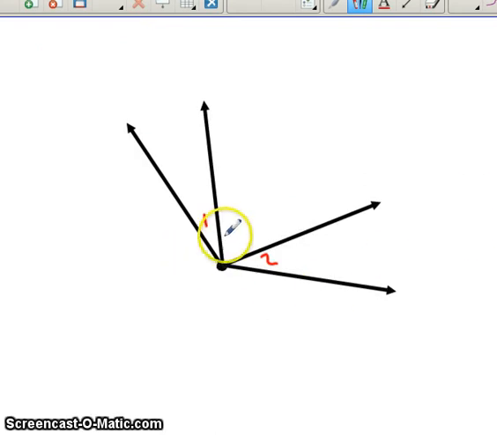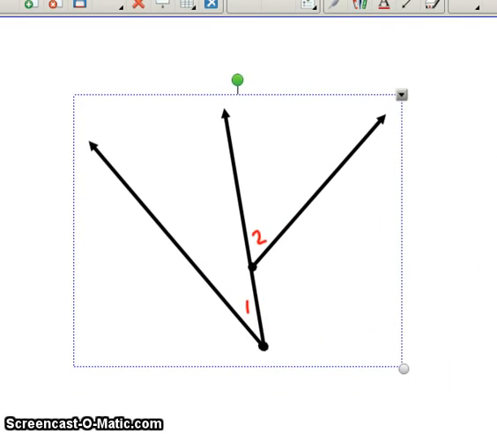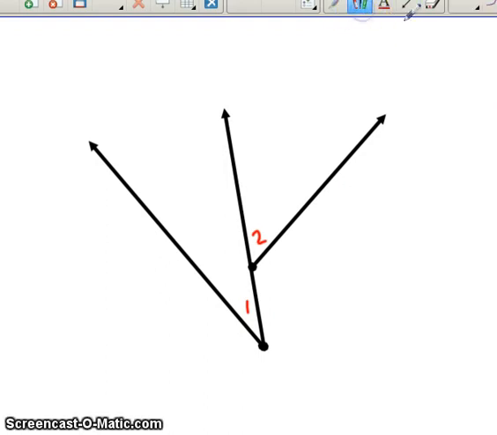Here's a situation in which two angles, angle 1 and 2, share a vertex, but they don't have a common side, so they're not adjacent. Here's a situation where two angles are sharing a ray, which you can see here. They're both using this ray, but they don't have a common vertex. One vertex is over here and another vertex is up here. Those would not be adjacent angles.